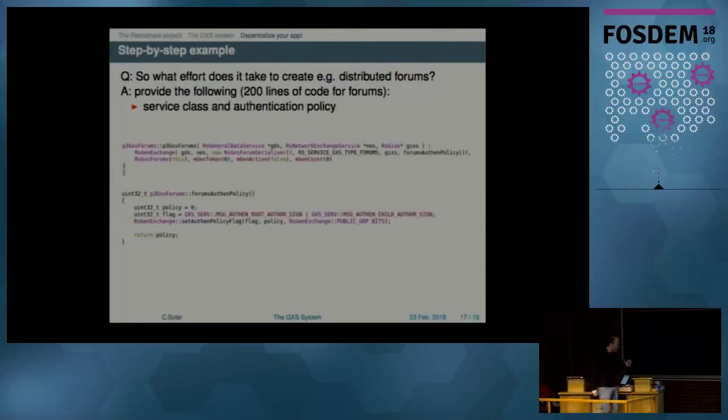So here, for instance, you would need to create your forum service, which derives from the GXS service. It's a base class. And you pass to this service the authentication policy, which here means that root messages are required to be signed by the author, and child messages are also required to be signed. Why do we separate the two? Because that allows you, for instance, to create services where the messages need to be signed, but you can have anonymous comments on each of the posts.